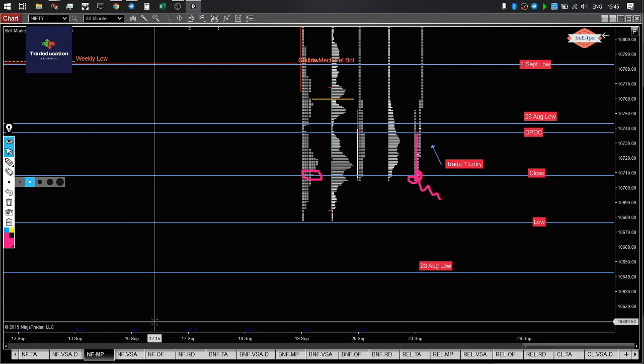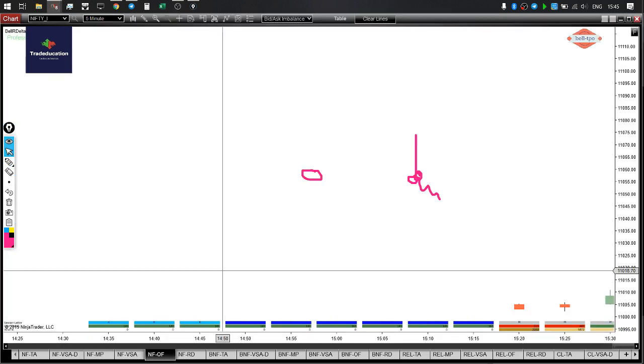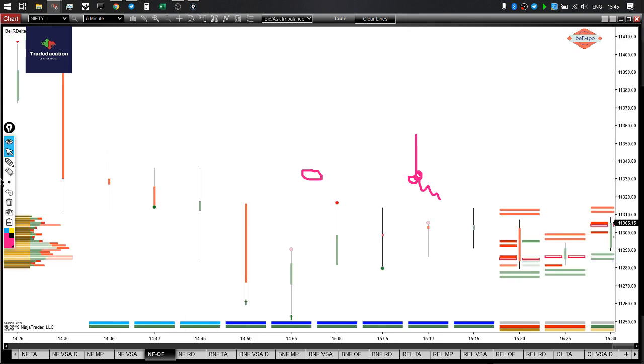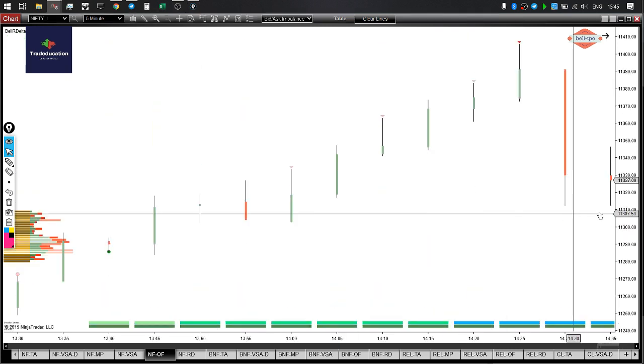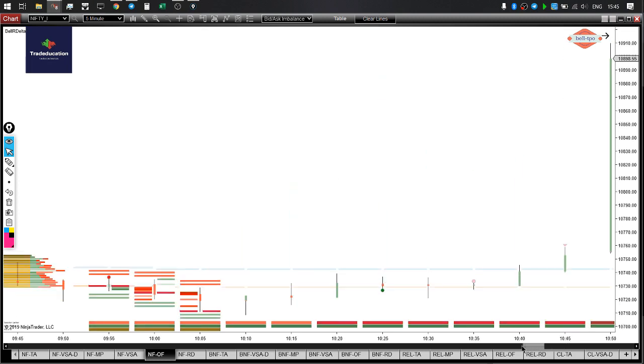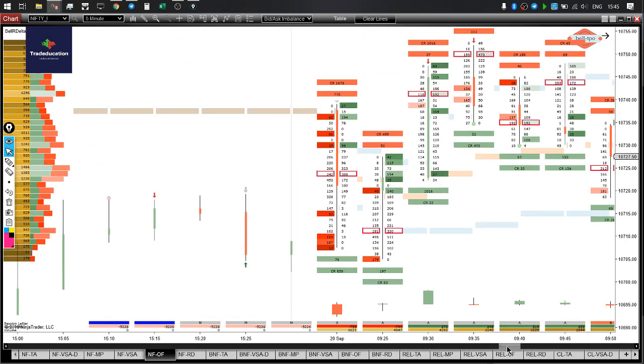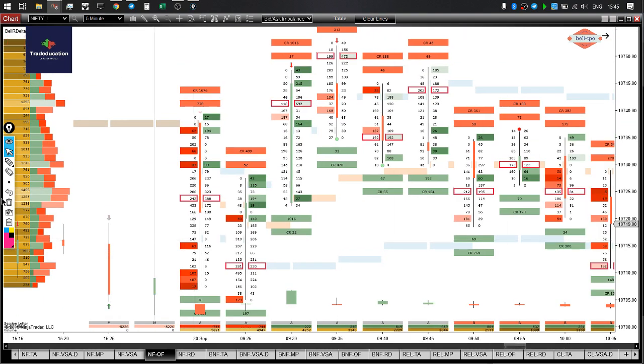One more thing which I was looking at was the order flow charts. Okay, so I think my data is pretty screwed up. Yeah, so this is what I was looking at from the order flow perspective.